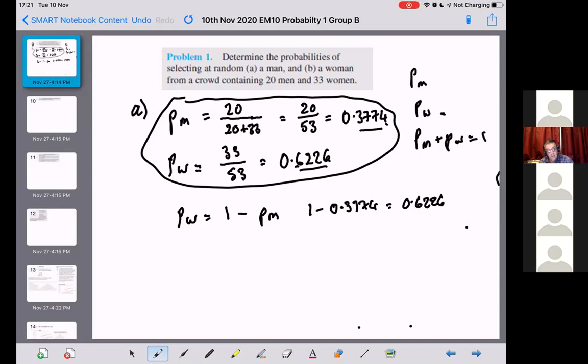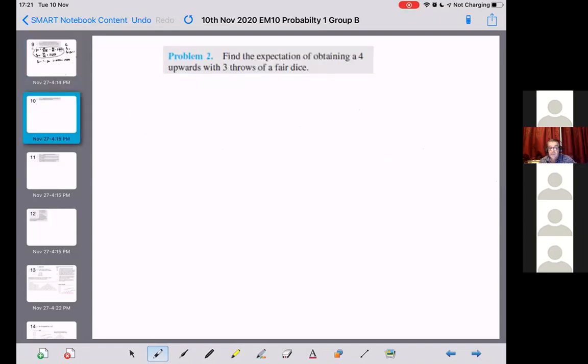So let's have a look at the second one then. Find the expectation of obtaining a 4 facing upwards, because someone got confused with that in the other group. They thought it meant getting a 4, 5, or a 6. It's a 4 facing upwards in 3 throws. So we're going to throw the dice 3 times. What's the expectation that at least once you'll throw a 4?